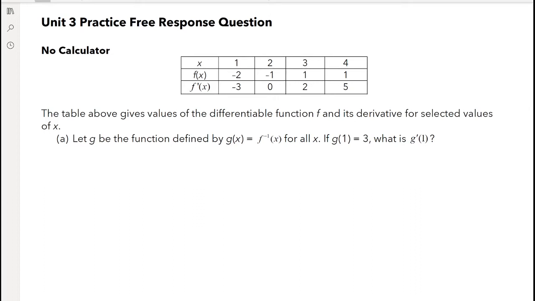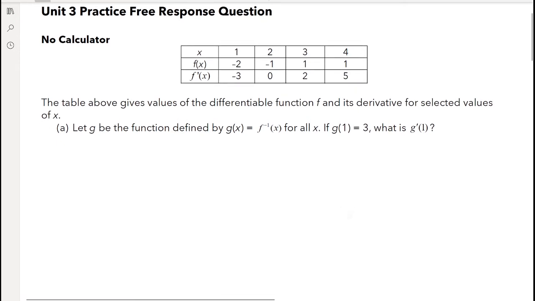Today we're going to be going over the Unit 3 practice free response question on the review. It was broken down into 4 parts, and let's take a look at part A right here. They're giving us a table for the function f of x, evaluated at x equals 1, 2, 3, and 4, and it also gives us the derivative values at those values as well. The table gives us a differentiable function and its derivatives for the selected values.